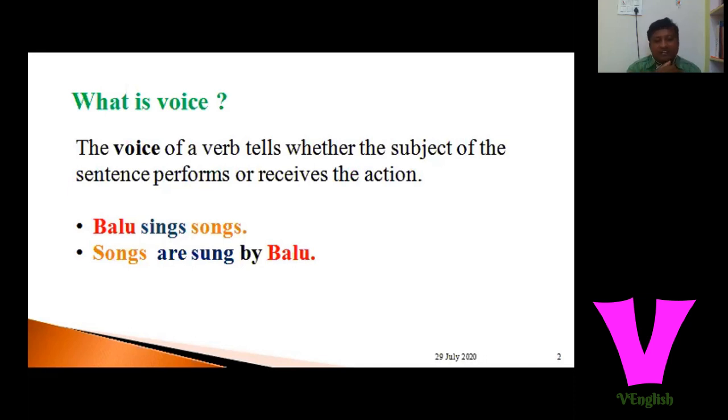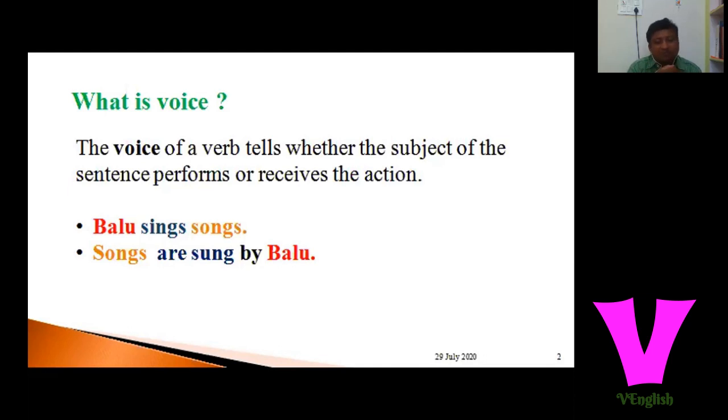And next a sentence, observe. Songs are sung by Balu. Here, the object in the first sentence is changed as subject in the second sentence. And extra are and by added. And sung, the third form of sing. Sing, sang, sung. And the subject in the first sentence is changed as object in the second sentence.